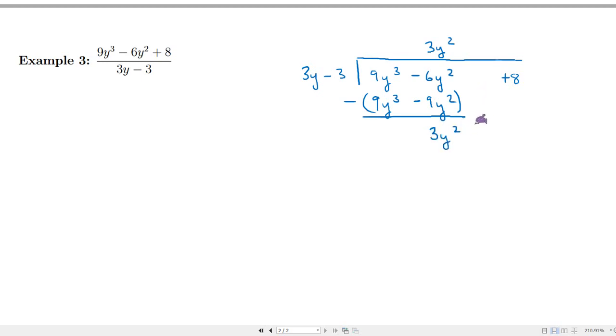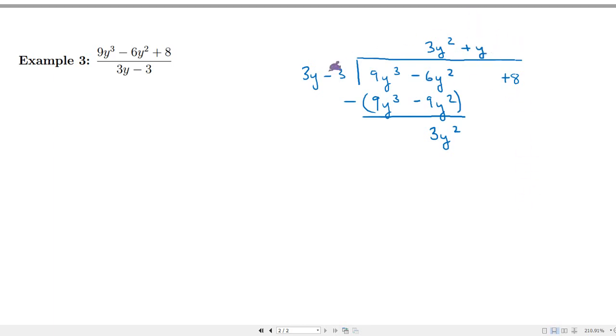And we could bring down this positive 8, but the only thing that's going to matter is the leading term, really, in determining what we need to multiply by. But now look at this. What do I need to multiply the leading term, 3y, by to get 3y squared? Well, I need to multiply by a y. So now you can see why I'm putting this extra space here. So all the y terms are sort of in a column, all the y squared terms, all the y cubed, and all the constants we'll see in the end.